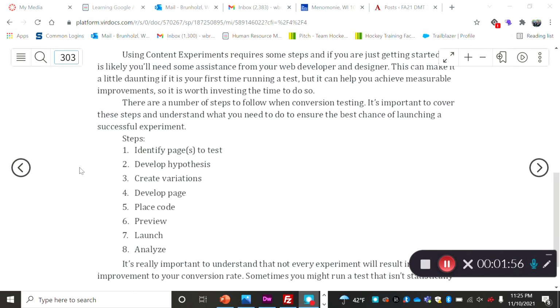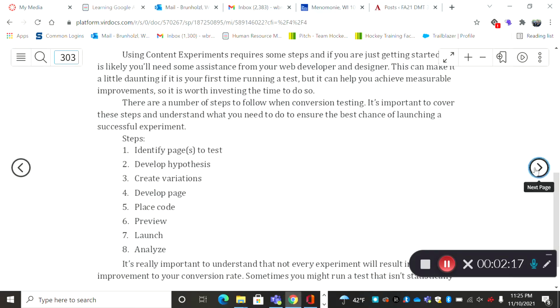Create different variations of your test. Just going to one test isn't always going to be the best idea in this case. So then develop the page and place the code in, preview it, go ahead and launch, and then analyze your data.